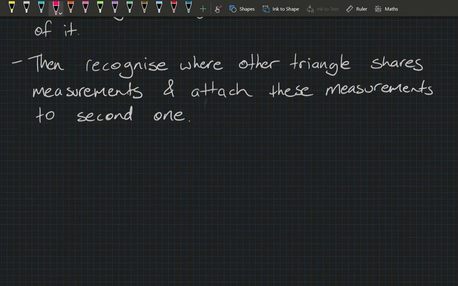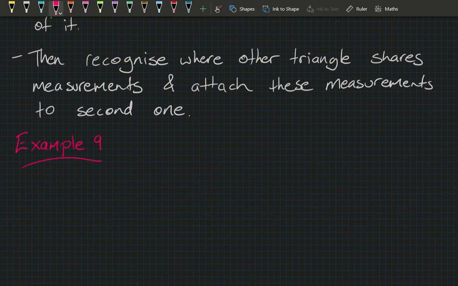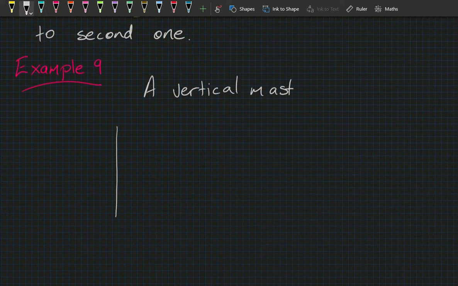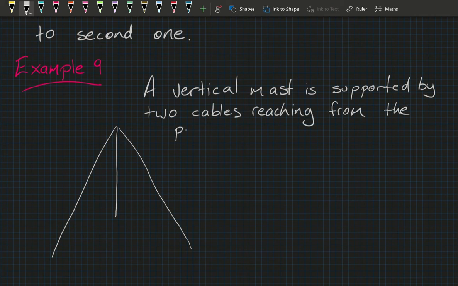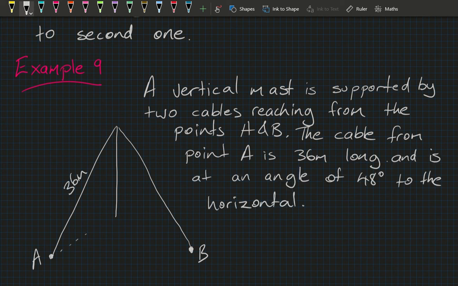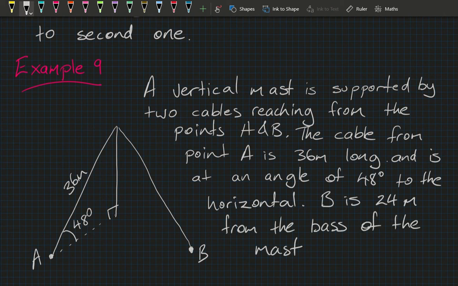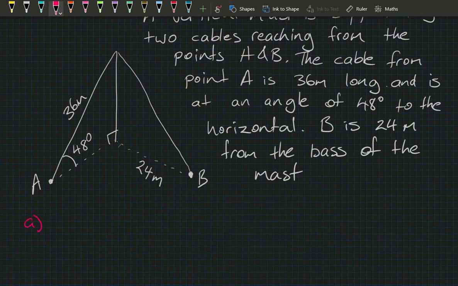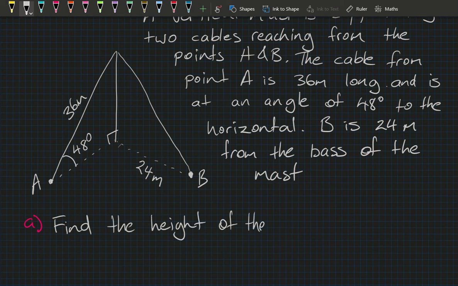So let's try and put all these skills together with example 9, where we have a vertical mast that is supported by two cables reaching from the points A and B. The cable from point A is 36 meters long and is at an angle of 48 degrees to the horizontal. And going along the horizontal, B is 24 meters from the base of the mast. In part A, we're asked to find the height of this mast.